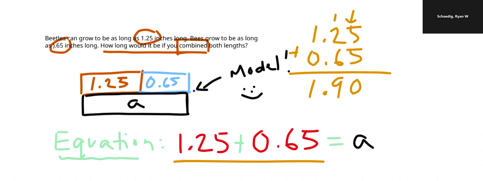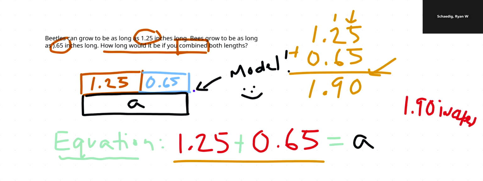Now watch this. This is step four. Watch what you're going to do. We're going to label, but I am not going to label over here next to my work. I am literally going to rewrite my answer. Let's put it right here. I'm going to say 1 and 90 hundredths inches. There's my label.